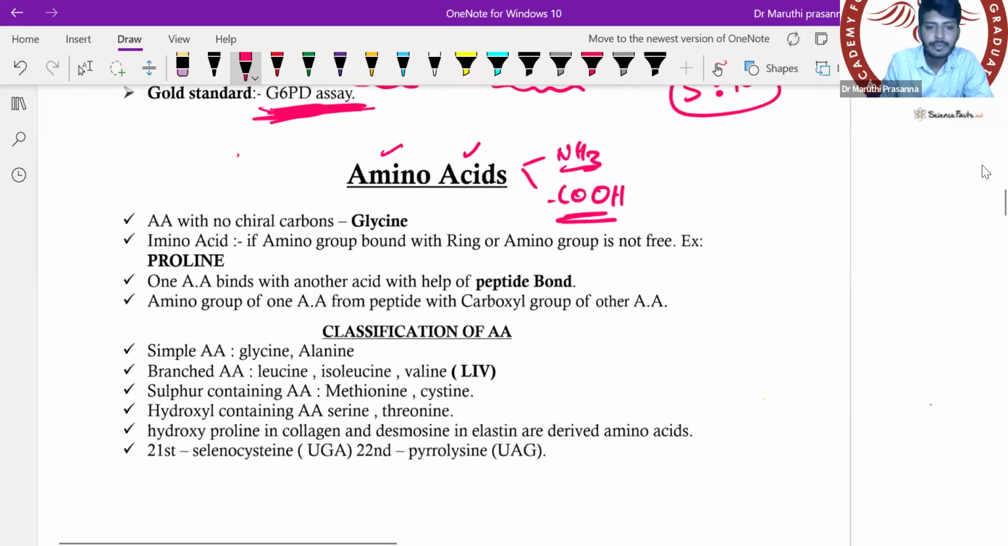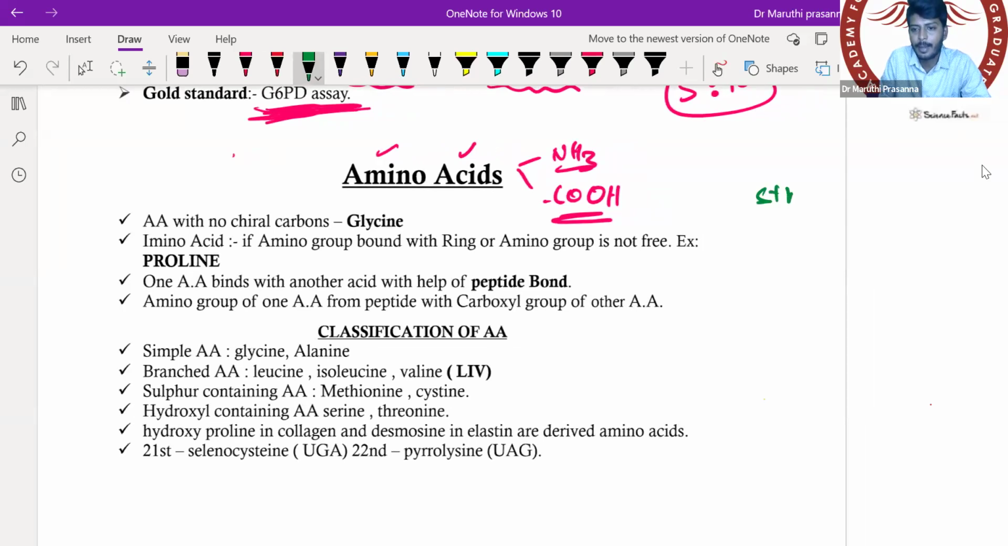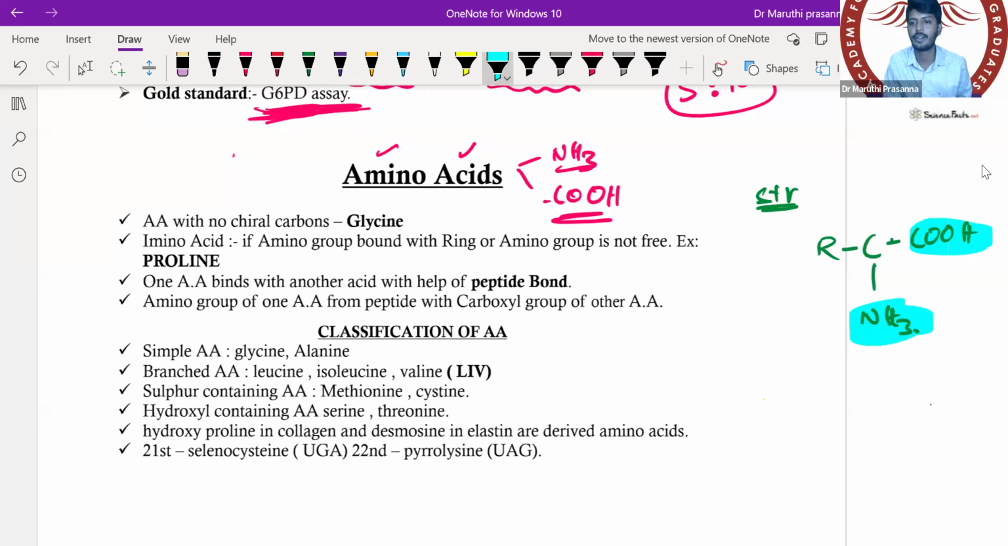Now, whenever we are talking about the structure of the amino acid, it is an important point to be remembered. We will have an R. R is nothing but short form for the long chain of carbon atoms. It will have one carbon which is bound to the COOH group and also bound to the ammonia group. Throughout the chain, we need to have two functional groups to call it an amino acid: COOH group and NH3. So R and COOH, these two groups are present.